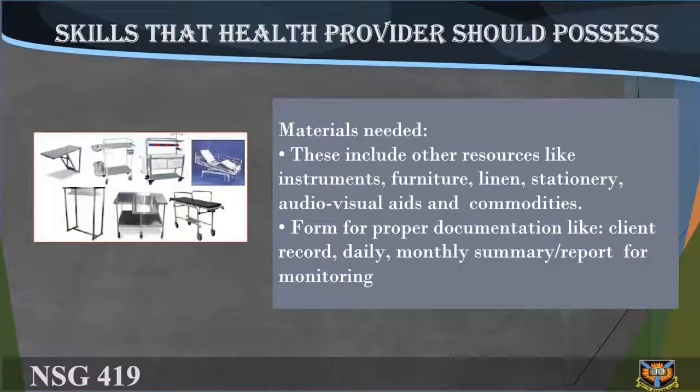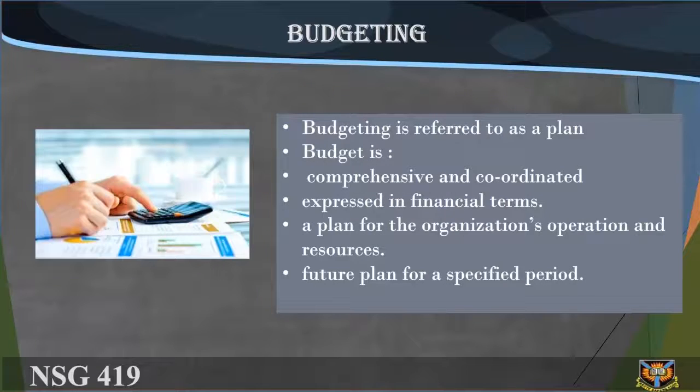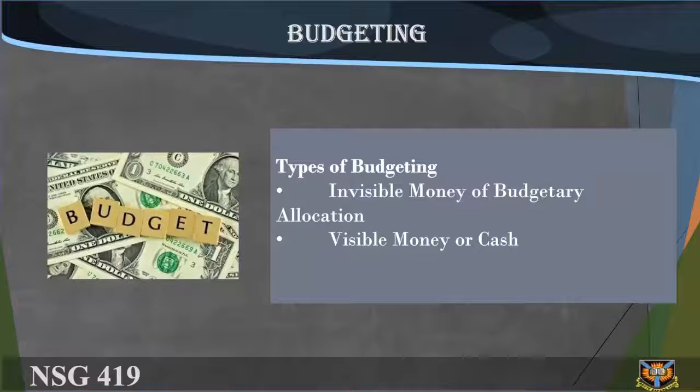Forms for proper documentation, like client records, and daily, monthly, and annual summaries or reports for monitoring. Budgeting is referred to as a comprehensive plan because all activities are considered when preparing it. Some elements of the budget are: it is a comprehensive and coordinated plan, it is expressed in financial terms, it is planned for the organization's operation and resources, and it is planned for a specified future period. Types of budgeting: invisible money or budgetary allocation, and visible money or cash.